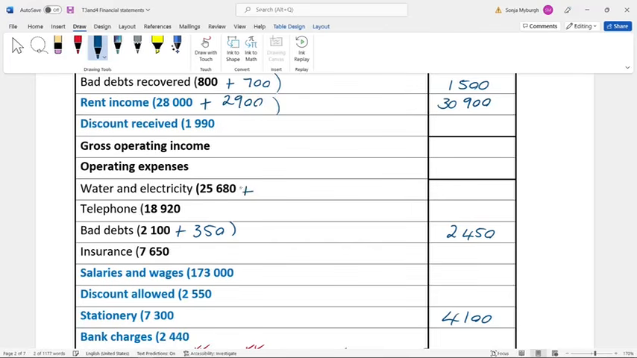Water and electricity, there was an accrued expense of 3,200. So after we've applied the matching concept, our real expense for water and electricity, 28,880. Telephone, there's another telephone account that we haven't paid yet, therefore 21,490. These are normally your easy adjustments, easy marks that you can earn for that.